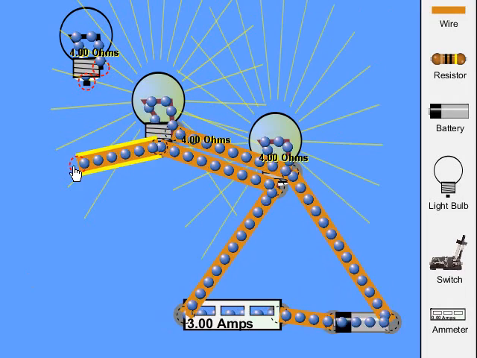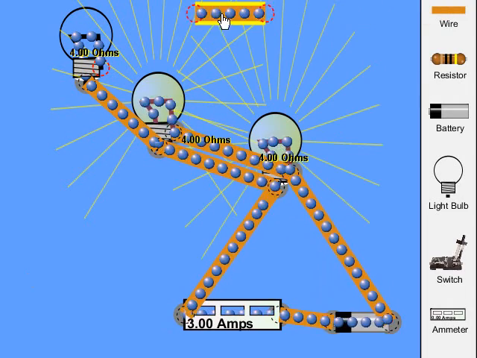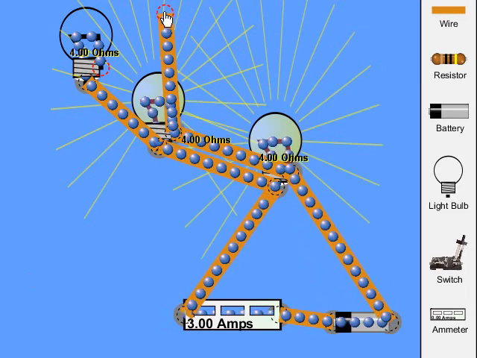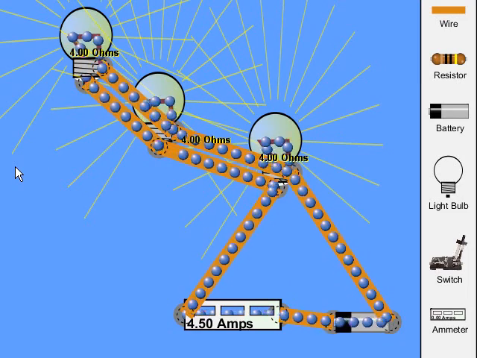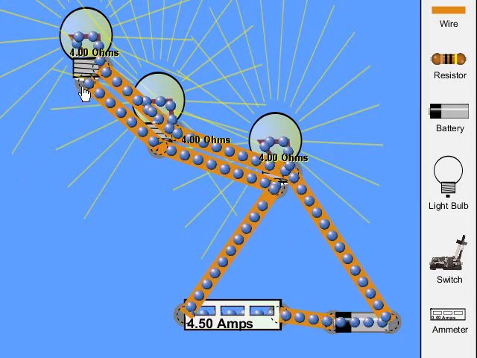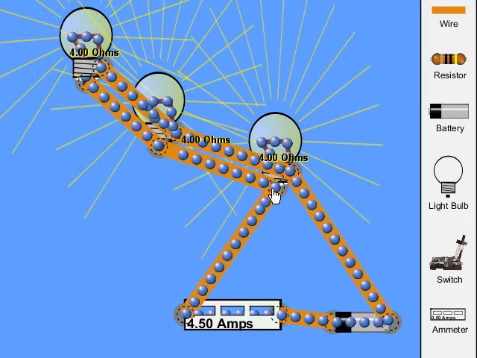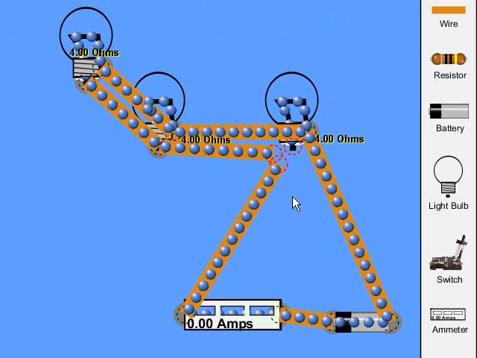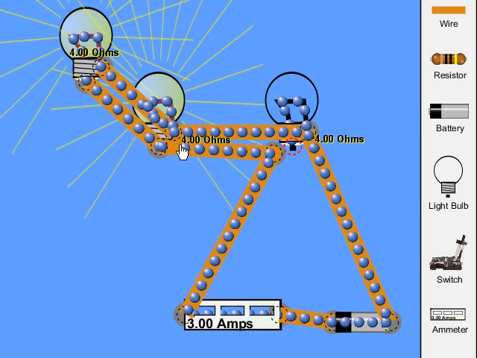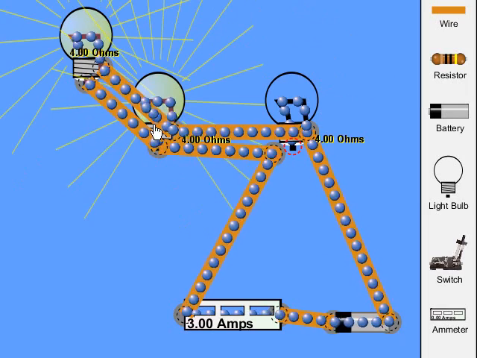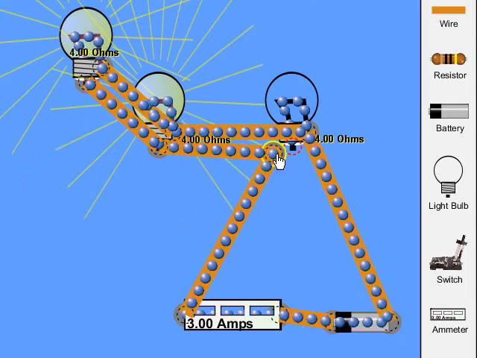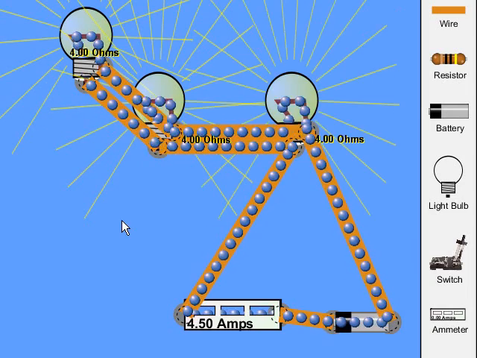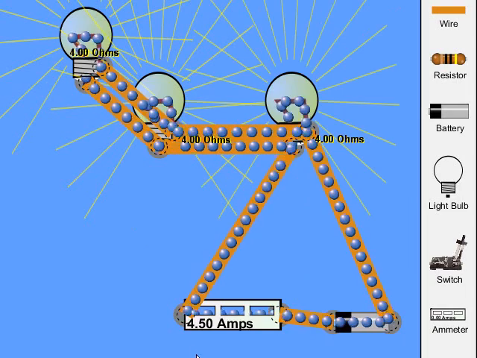Okay, and the third one. There we go. And they are all of equal brightness. And again, if I just took one of them out, wouldn't matter which one, carefully move it over there. There we go. I took this one out. The other two are still working in parallel, just equally bright as they had been as a single bulb in a simple circuit. Okay, at this point here, all three of them are in parallel.